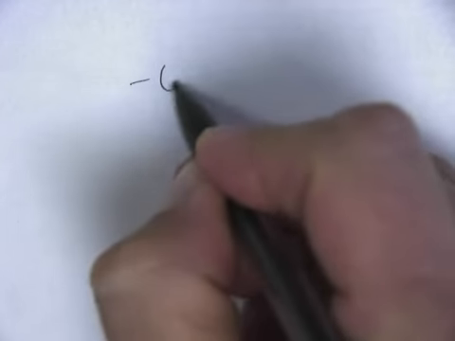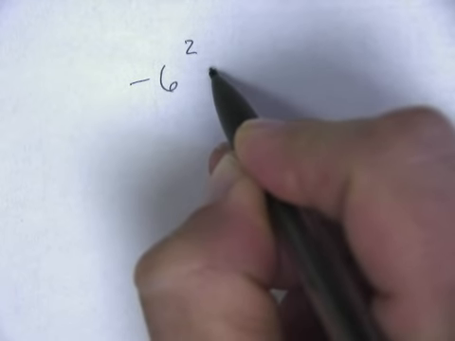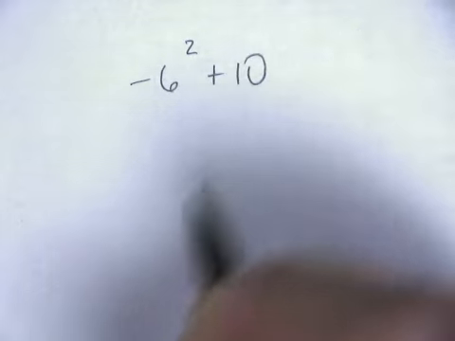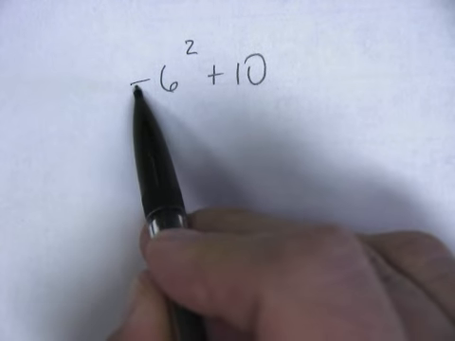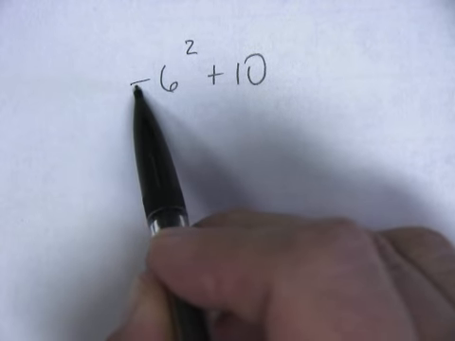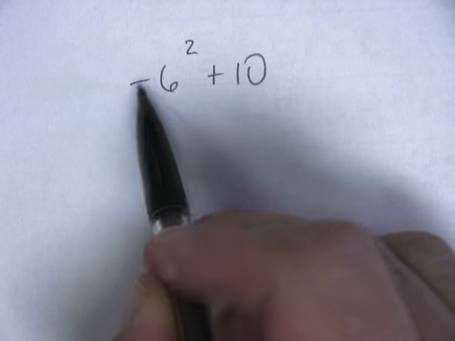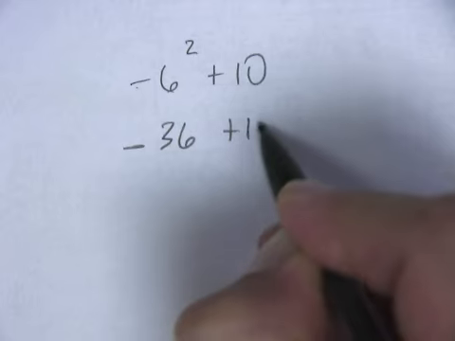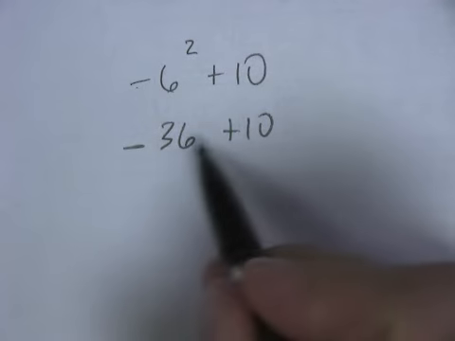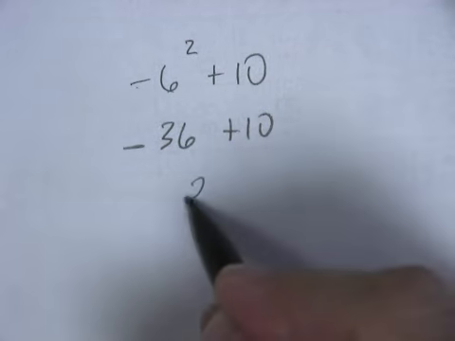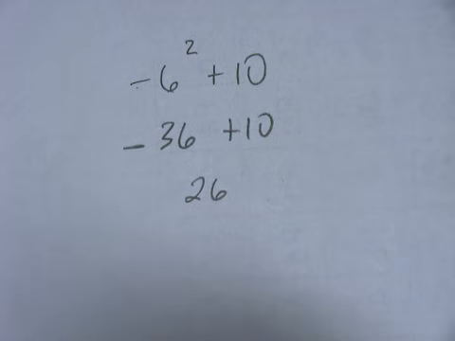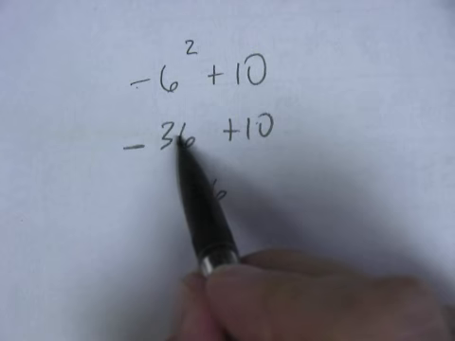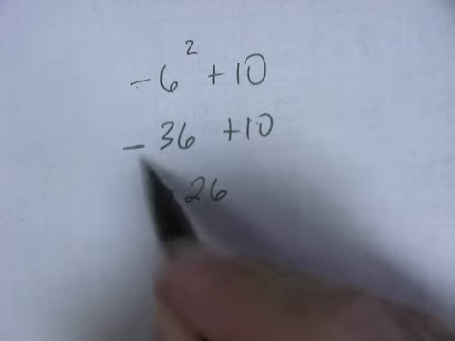Let's do another one. Let's do like negative 6 squared plus 10. Does the 2 act on the negative? No. It doesn't act on the negative. That's the hardest one to keep straight. So the negative comes down. 6 squared is 36. Bring down the plus 10. The signs are different, so we subtract. So 36 minus 10 is 26. And we keep the sign of the larger number. So 36 is bigger than 10, so we keep that negative. And there it is.